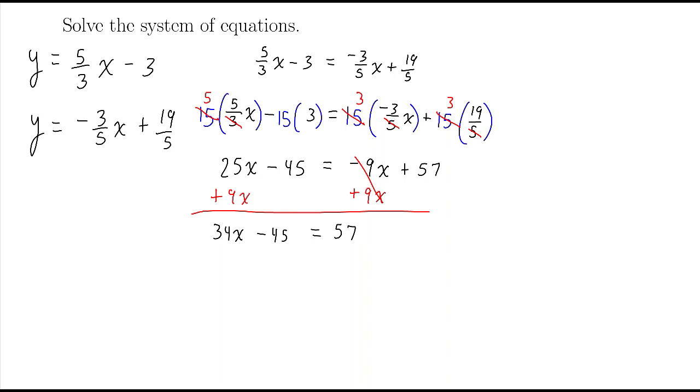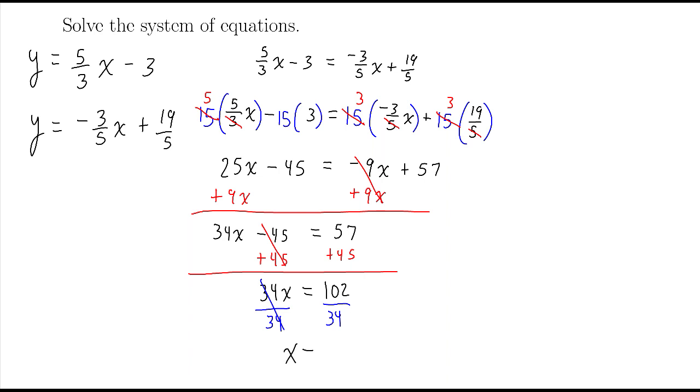Now let's eliminate the constant term on the left side. So I'm going to add 45 to both sides. That will eliminate the constant term, -45, from the left side. I'm left with 34x equals 57 plus 45, 102. Now let's divide both sides by 34. 34 divided by 34 is 1. So that's 1 times x, which of course is just x. x equals 102 divided by 34, which is 3.